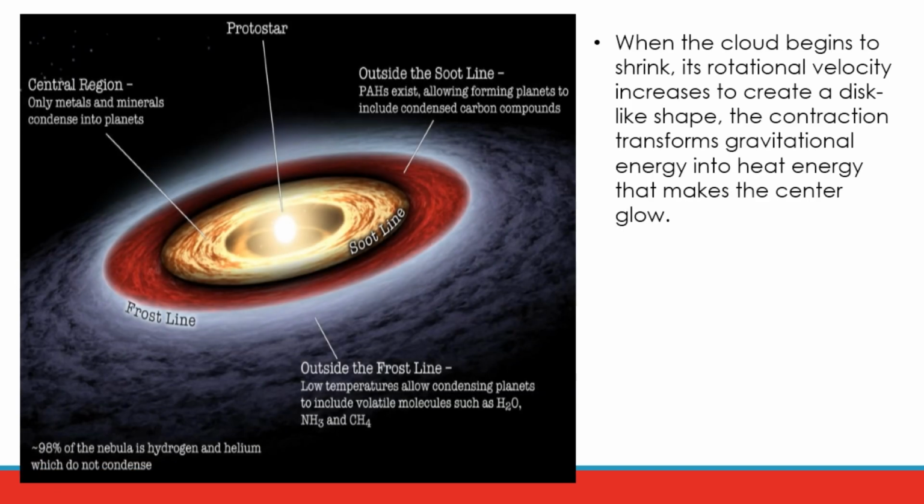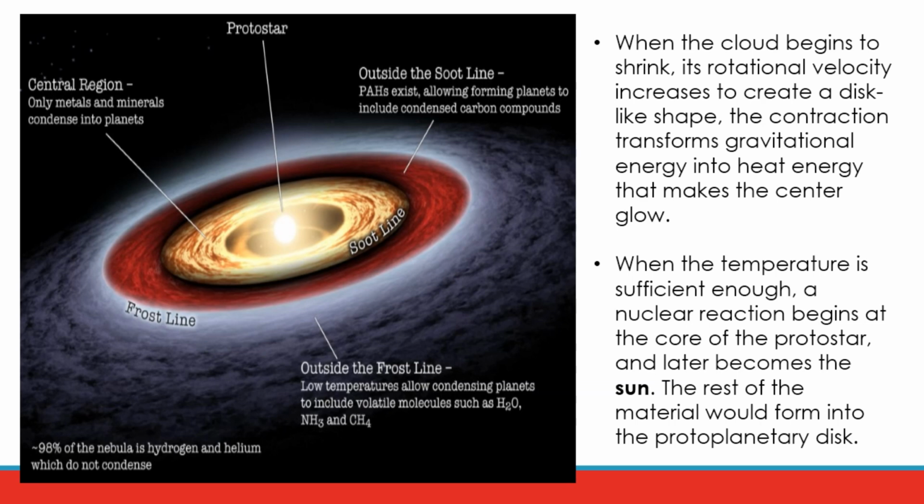So when the cloud begins to shrink, its rotational velocity increases to create a disc-like shape. The contraction transforms gravitational energy into heat energy that makes the center glow. And when the temperature is sufficient enough, a nuclear reaction begins at the core of the protostar and later becomes the sun. The rest of the material would form into the protoplanetary disk.